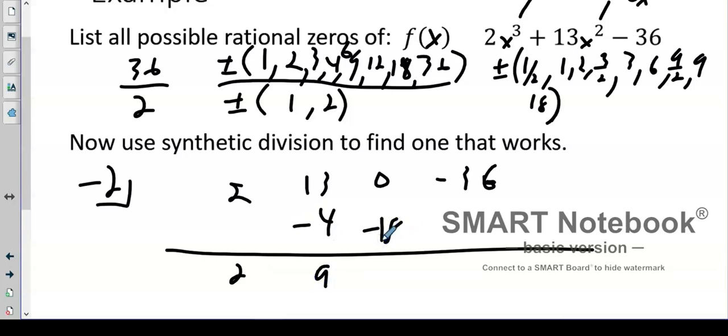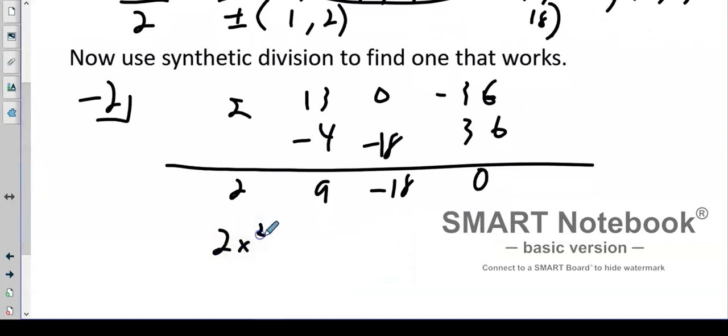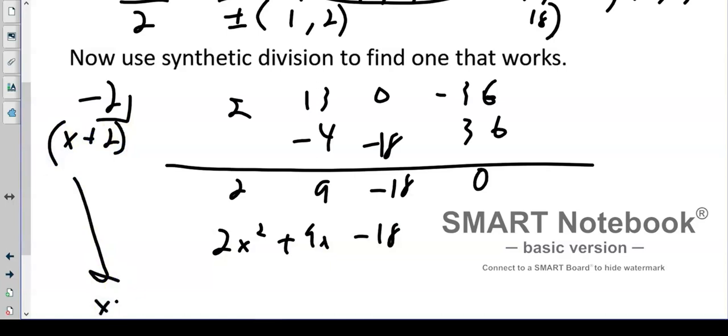Multiply by -2, add straight down, multiply by -2, add straight down. So we start with cubic, so this is going to be 2x squared plus 9x minus 18. Now remember, this is x plus 2.